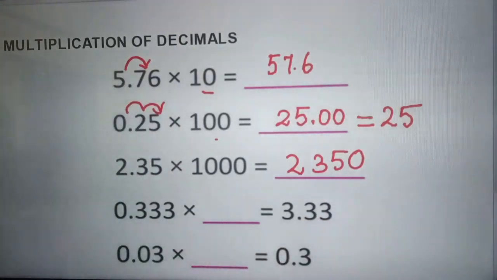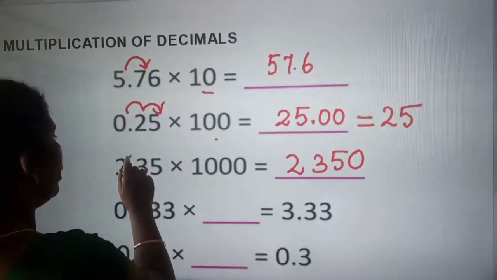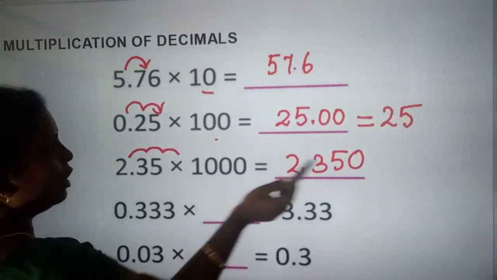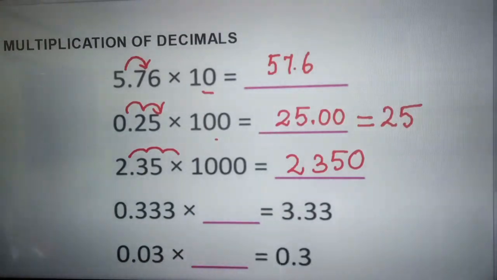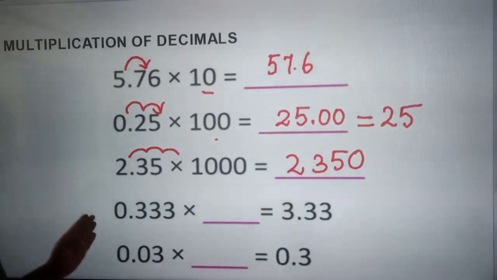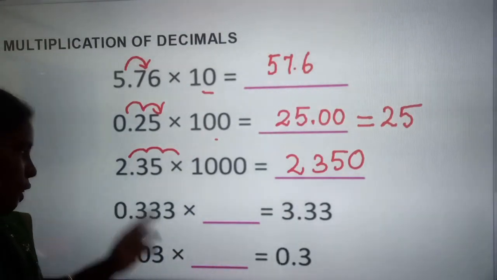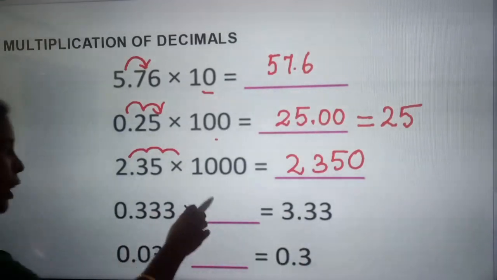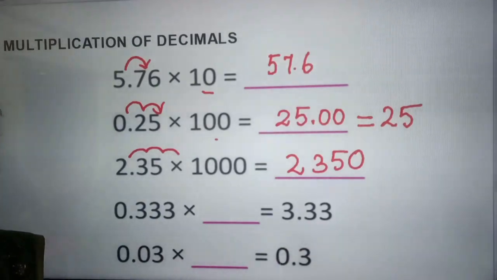You understand, children, how we have done? Decimal point 1, 2, 3 places. And at the third place, the number illangala, we have put 0: 2, 3, 5, 0. Same way, 0.333 இருக்குமா, the answer 3.33 வந்திருக்கு. இப்போ நம்ம என்ன நம்பர் இங்க மல்டிப்ளை பண்ணா 3.33 வரும் அப்படி நமக்கு கேட்டிருக்காங்க.